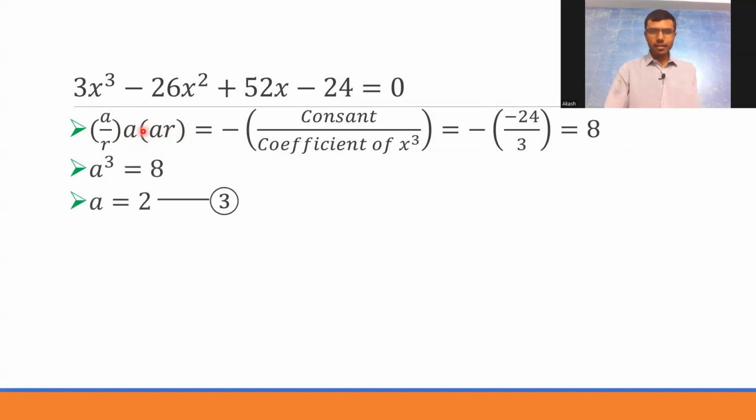Now 8 is nothing but 2 cubed. So a cube is equal to 2 cubed, so ultimately a is 2. So I got my a. Now my task is to find out r. Let's go ahead.